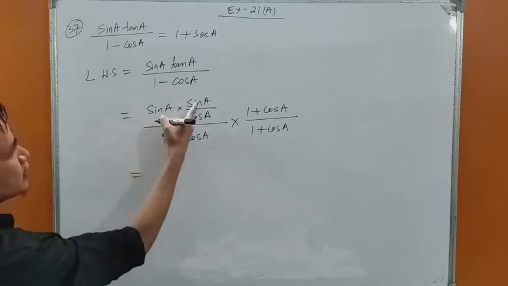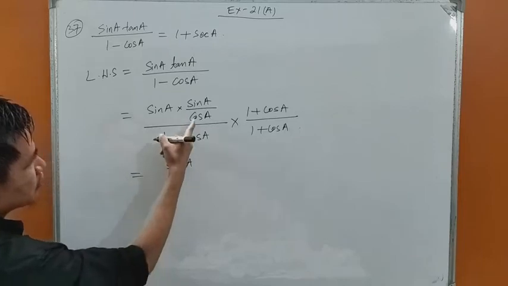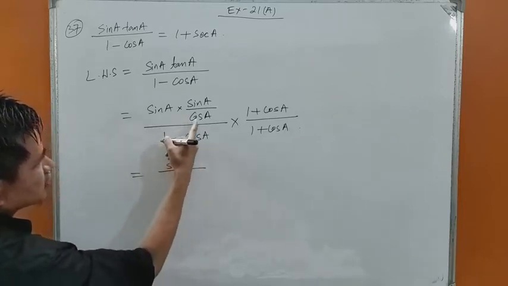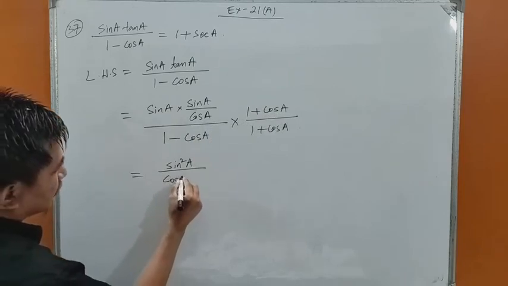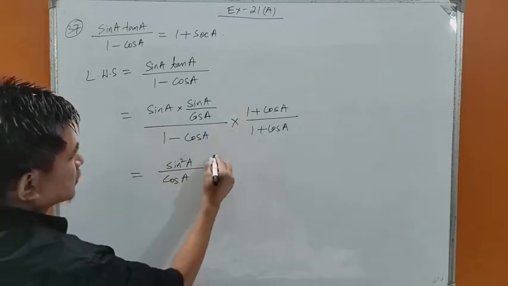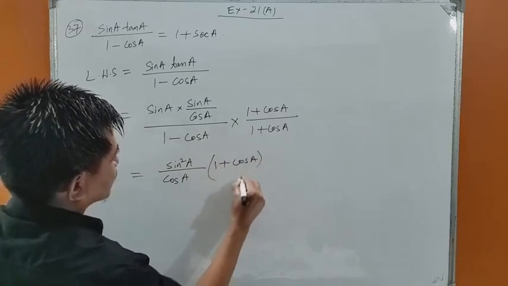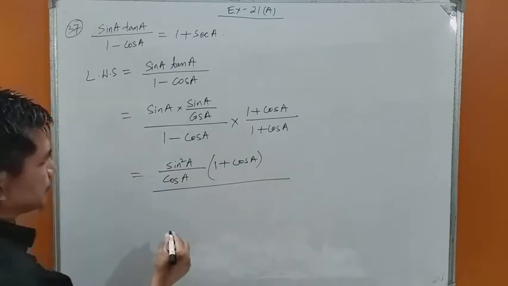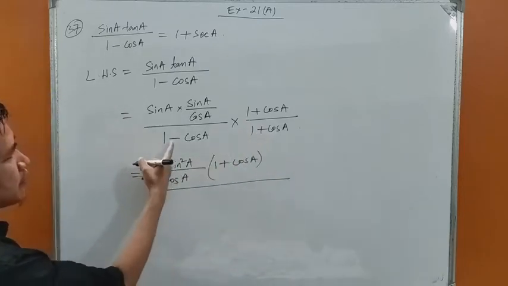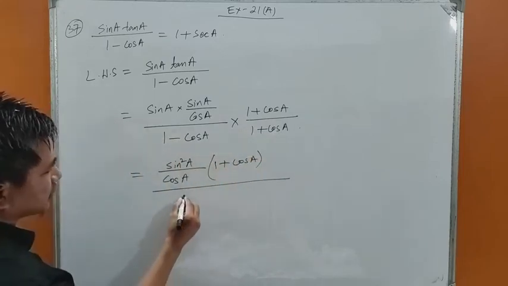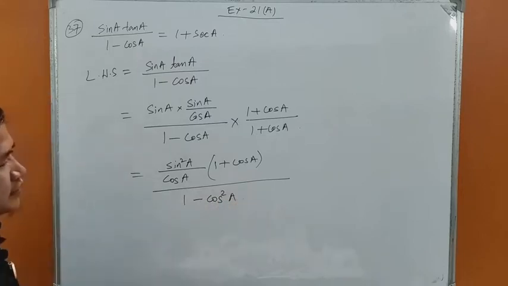Okay, so sin A into sin A is sin square A, isn't it? In the numerator we have sin square A upon cos A. In the denominator, cos A into 1 plus cos A. Okay, so 1 minus cos A into 1 plus cos A, A minus B into A plus B, gives us A square minus B square, 1 minus cos square A, isn't it?